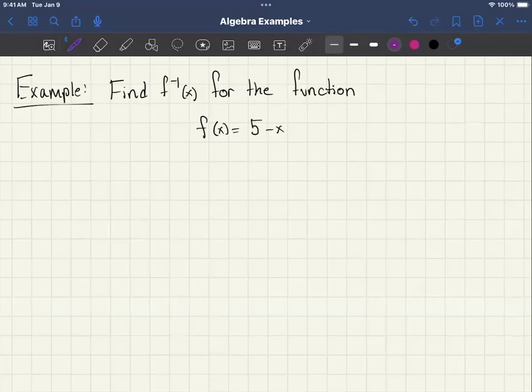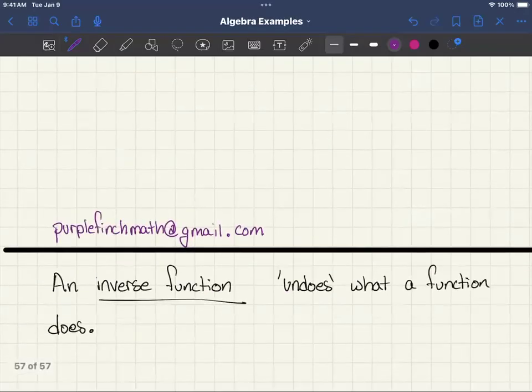All right, before we get into our example where we're asked to find the inverse of the function f of x is equal to 5 minus x, let's talk a little bit about inverse functions. I'm not going to give you the exact definition, because that's a lot. We're going to give more of a lax definition. An inverse function, basically the idea is that it undoes what a function does.